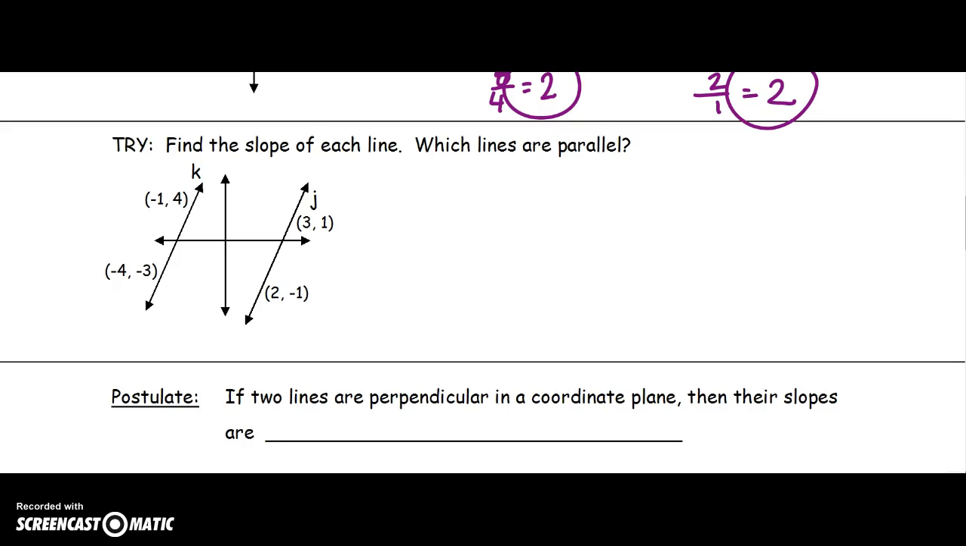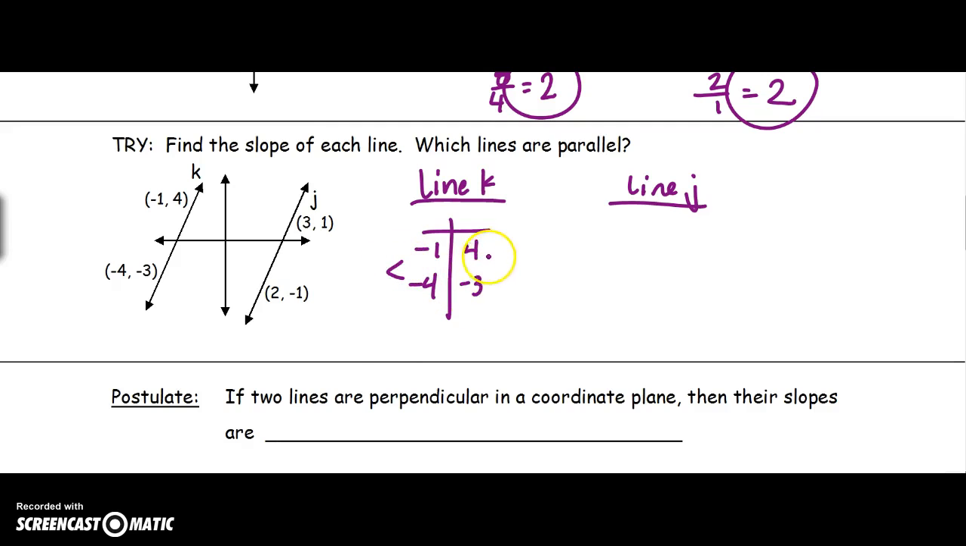To find the slope of each line, again, we'll find the slope of line K and the slope of line J. Line K is (-1, 4), (-4, -3). So to get from -1 to -4, you went down 3, and from 4 to -3 is down 7. So your slope is -7 over -3, or +7 over +3. Two negatives make a positive.